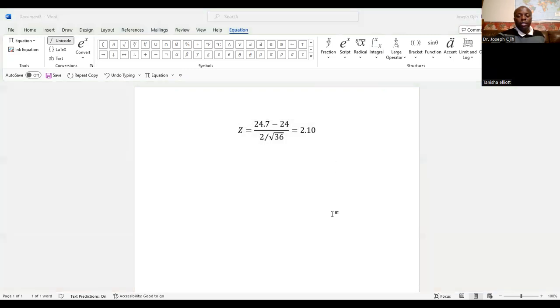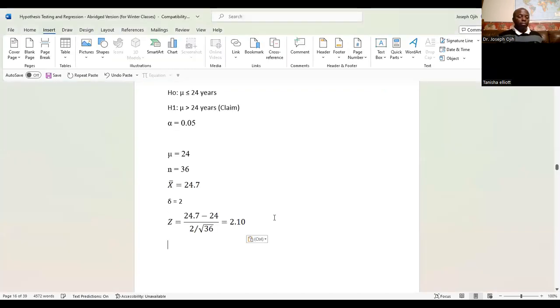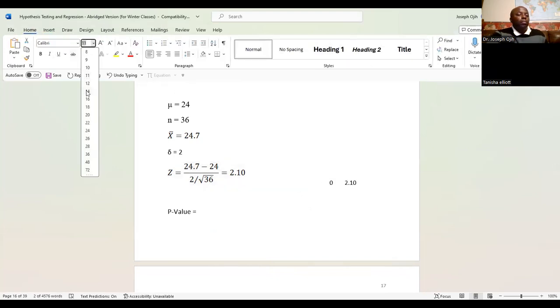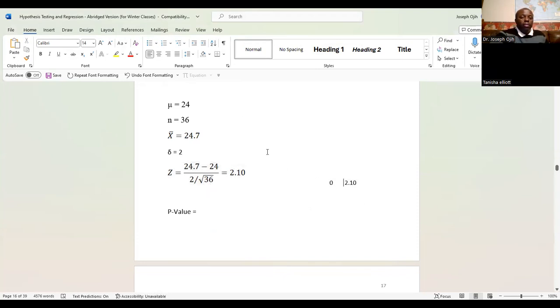So let me put the answer in there first for Z. Now, let's find the p-value, because we're using the p-value method. To find the p-value, we need a chart. We have our chart like this. We got 0, then 2.10. They're on the same side. I'm going to draw this chart.